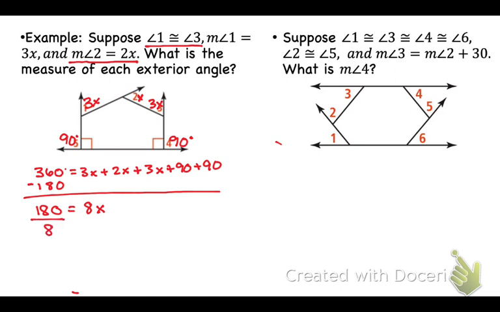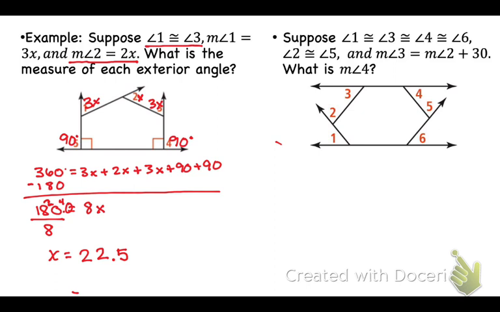So 8 goes into 18 how many times? 2, with 2 left over. That was wishful thinking for 4, wasn't it? 8 goes into 20 how many times? 2. I have to add a decimal with 4 left over. 16 minus 20. So 22.5. Okay, so x is 22.5.